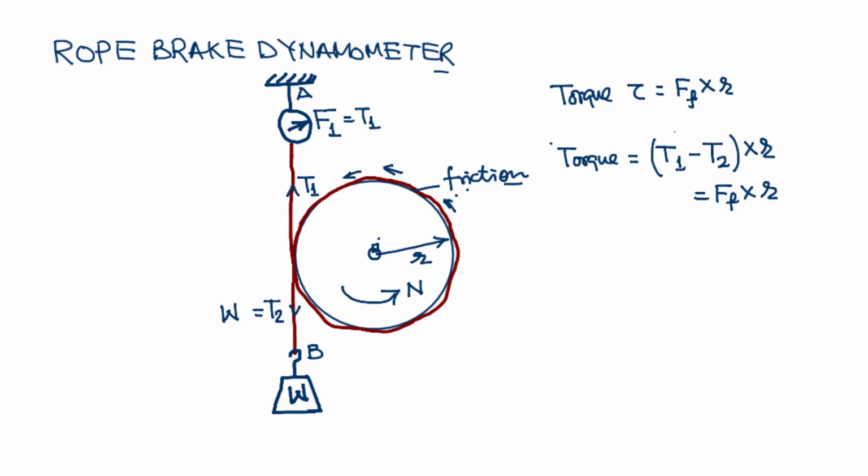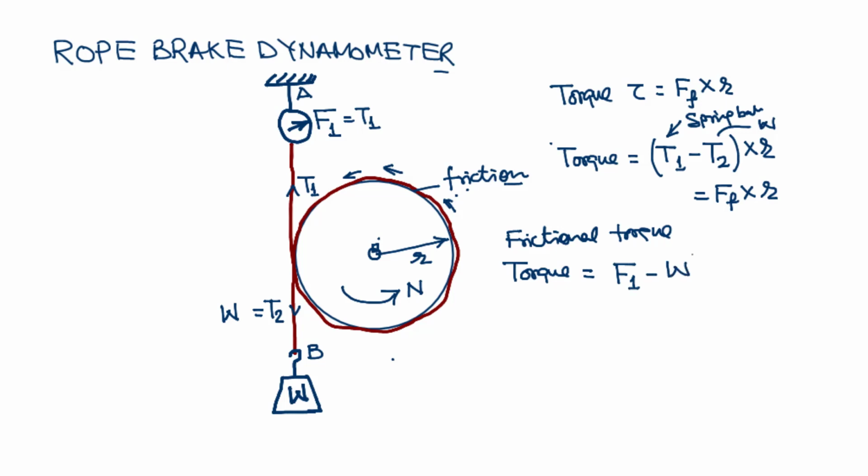Now T1 is measured by the spring balance, and T2 is weight W. The frictional torque is equal to T1 or F1 minus T2, which is equal to W, into radius R.